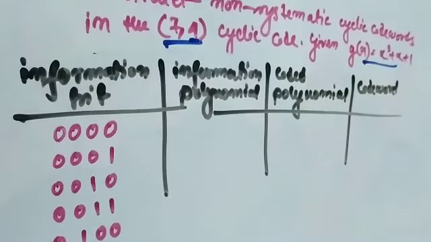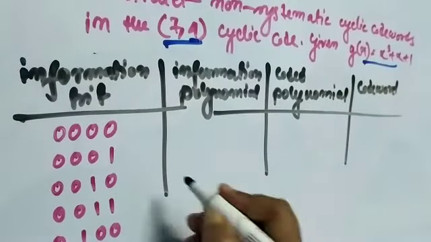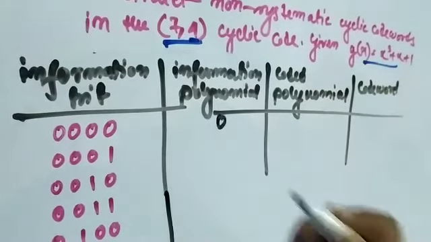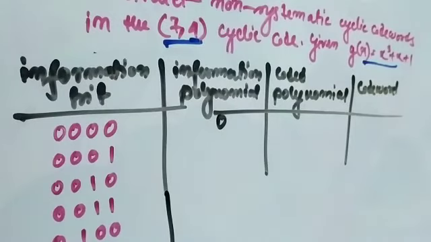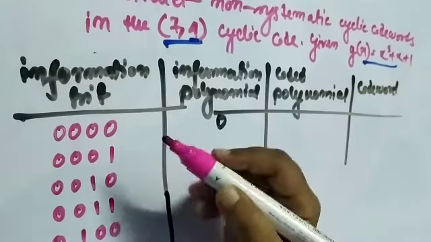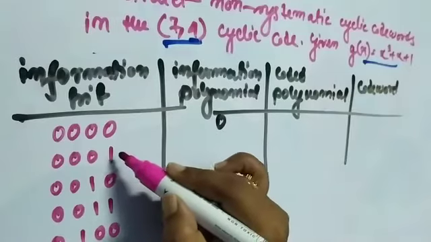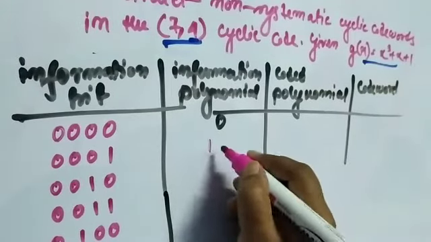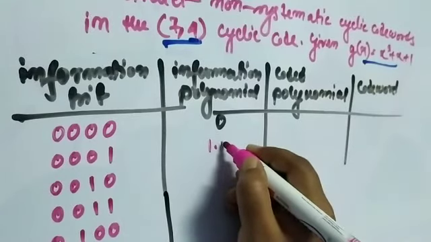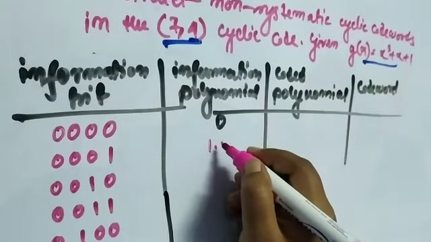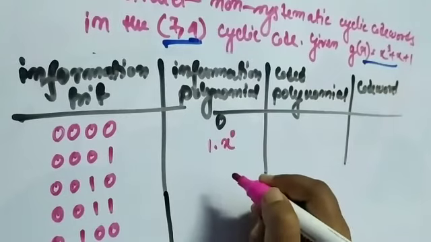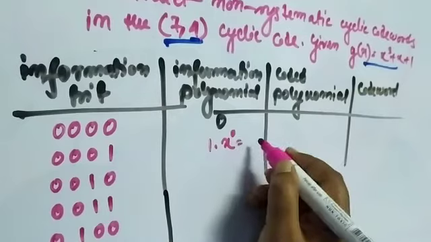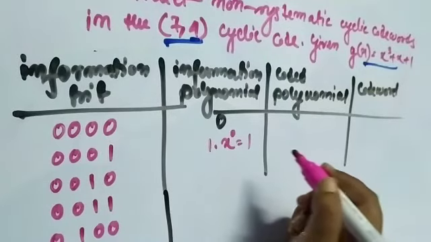Next, you have to find out the information polynomial. It is 0, 0, 0, 0. Therefore, the polynomial is 0 again. Now, in this case, the last bit is 1. Therefore, it is 1 into x to the power 0. That means it is the first bit, therefore it is x to the power 0. So that means it is also 1.